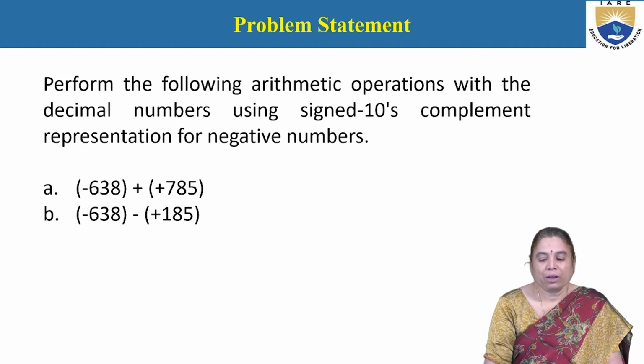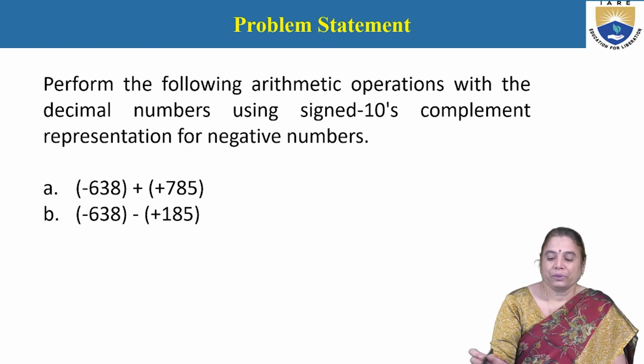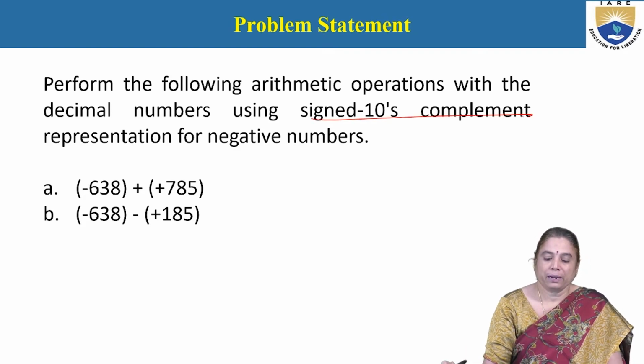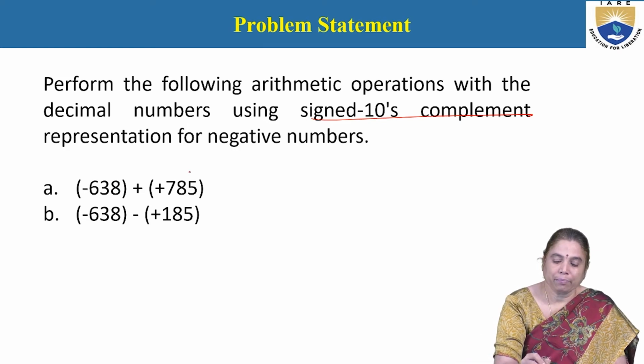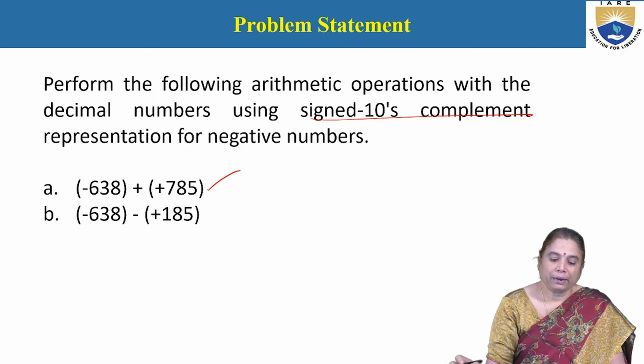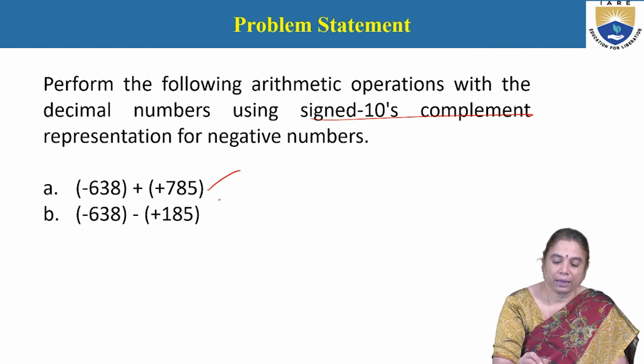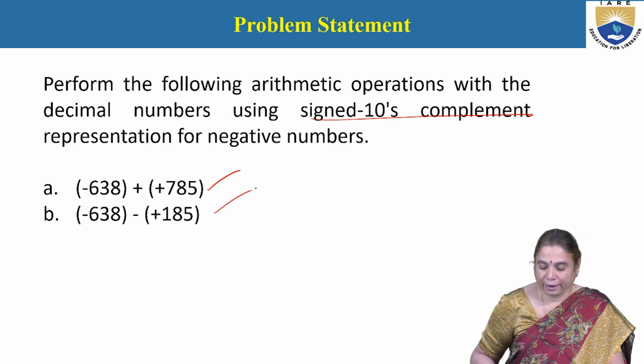Next, perform the following arithmetic operations with the decimal numbers using signed 10's complement representation for negative numbers. So here on the decimal numbers, we are using the 10's complement addition, thereby performing the subtraction. So the first is minus 638 plus 785. The second is minus 638 minus plus 185.